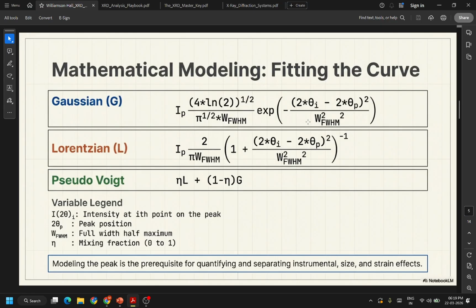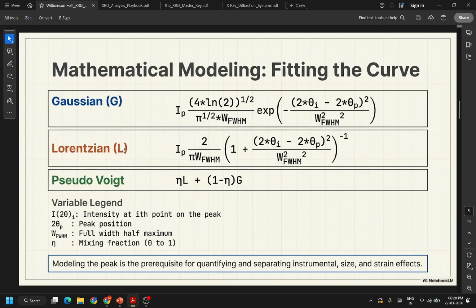So this whole thing is just one thing, FWHM squared. Then you go for Lorentzian. It's a much simpler equation: peak intensity times 2 by pi times the FWHM width, divided by, so it's minus 1, everything inside is divided, 1 plus (2 theta i minus 2 theta p) squared divided by w squared. So these are two different functions which can be fitted on a curve.